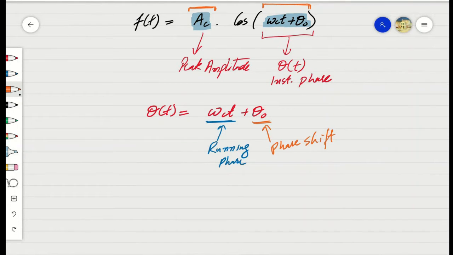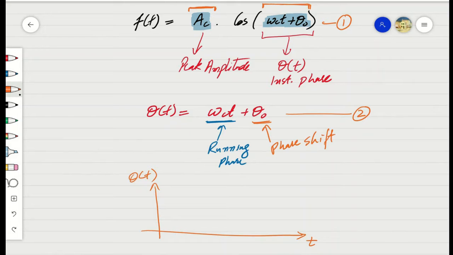So if we just see a hypothetical case of the instantaneous phase, if we plot the instantaneous phase theta(t) with respect to time, that is equation number 2 here, being this as equation number 1. If we analyze equation number 2, it represents a straight line where omega_c represents its slope and theta naught represents its intersection point on the vertical axis.